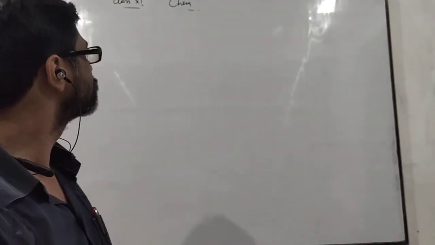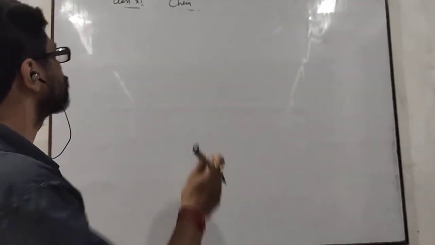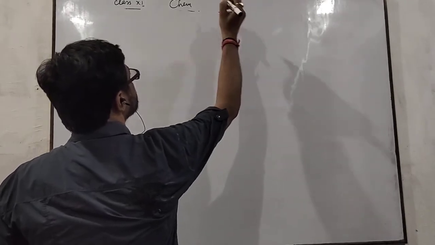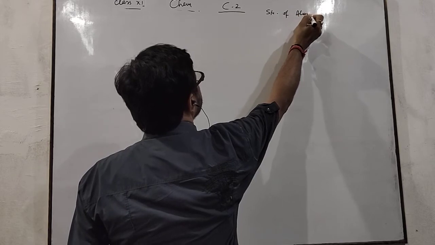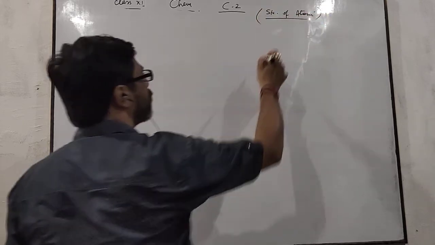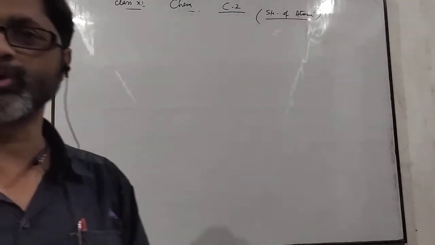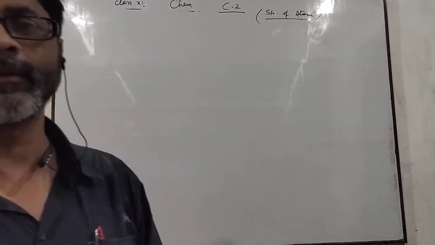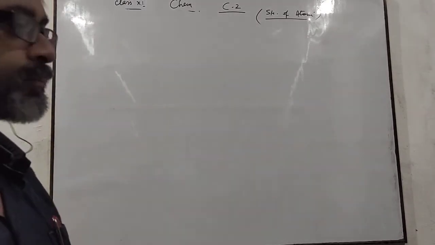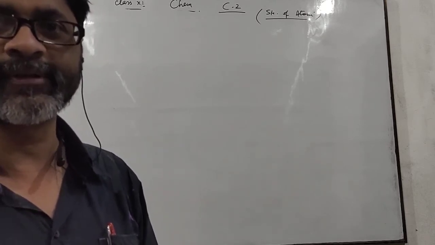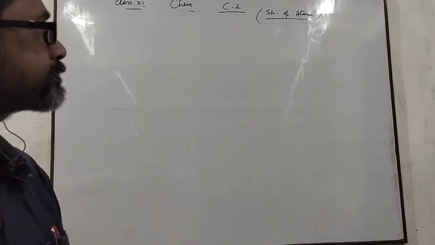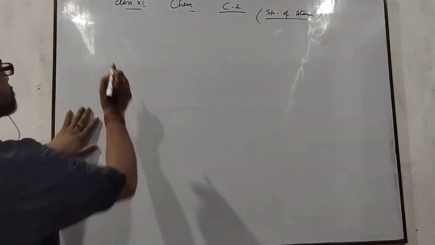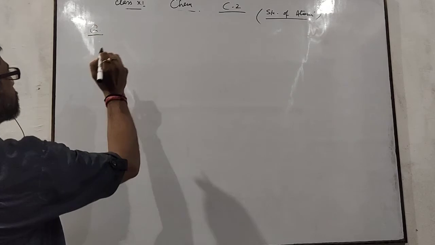Hello, my dear children. I am going to continue with chapter 2 of your chemistry. This chapter is Structure of Atom. In this chapter, I have already discussed some topics. Now I am going to discuss some questions related to this chapter, and the topic is quantum numbers. Some questions related to quantum numbers.